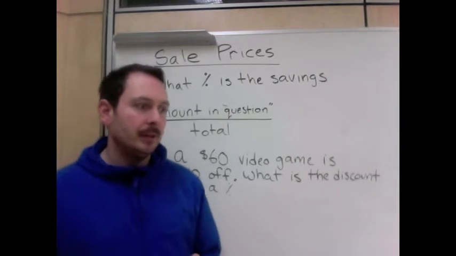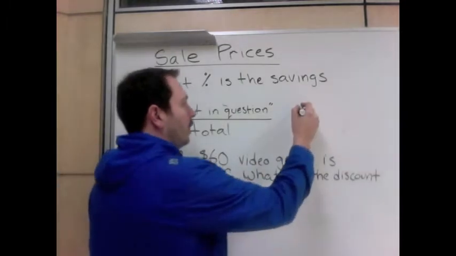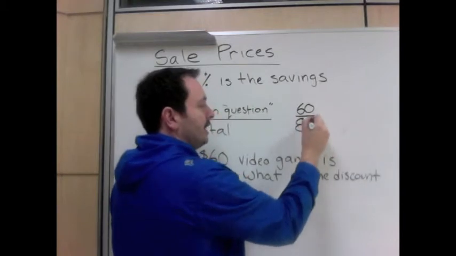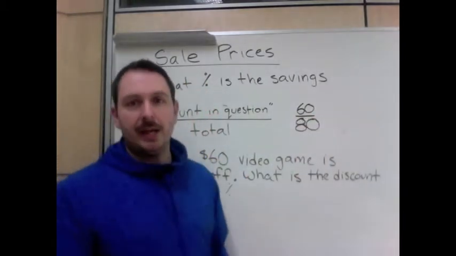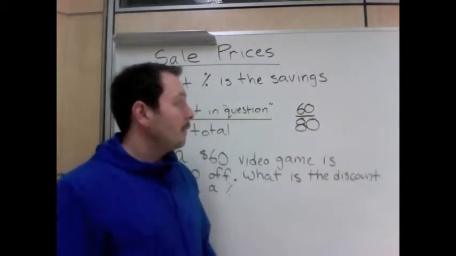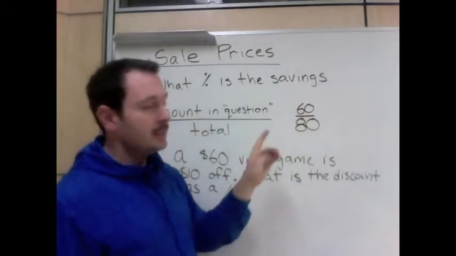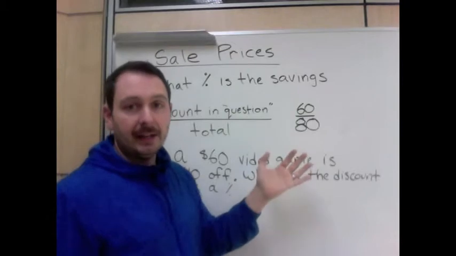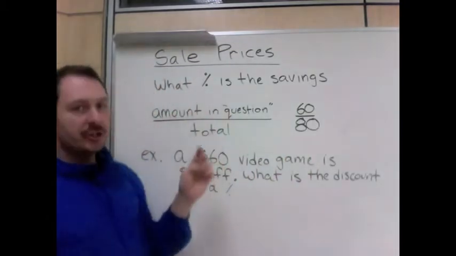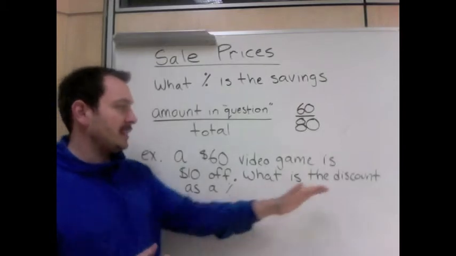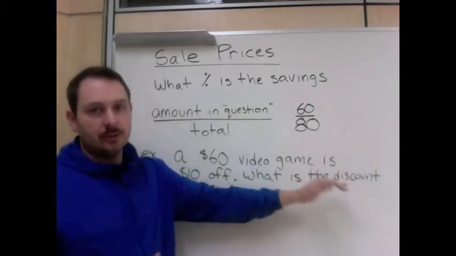If I ask you to find, let's say on a test, you got 60 out of 80 on a test. And I said, well, what percent did you get? Is that an A? Is it a B? Well, to find percent, most of you know it's the amount you got, 60 correct, divided by the total out of 80. So it's the amount in question, and in question I just mean if the question's saying what is the discount, then it's the discount divided by the total.